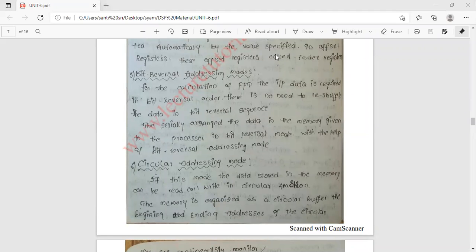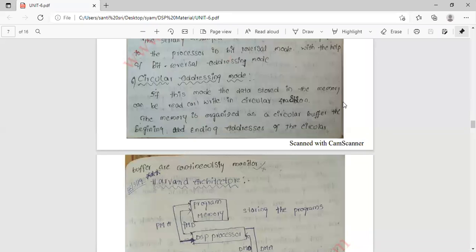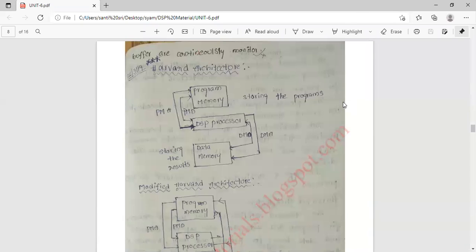Then coming to the architecture. Up to here we discussed in yesterday's class. Next, coming to the hardware architecture. The hardware architecture of the DSP processor is like this. It has a program memory and a data memory. Program memory stores the programs, and data memory stores the results.